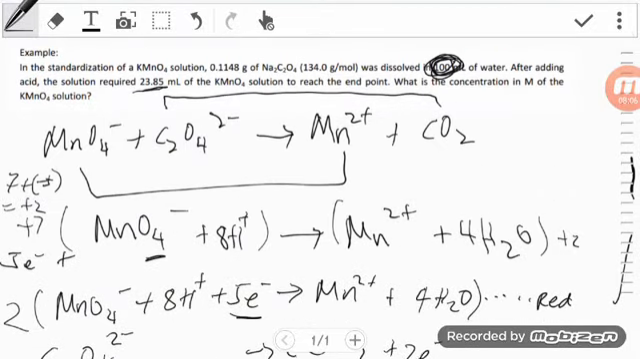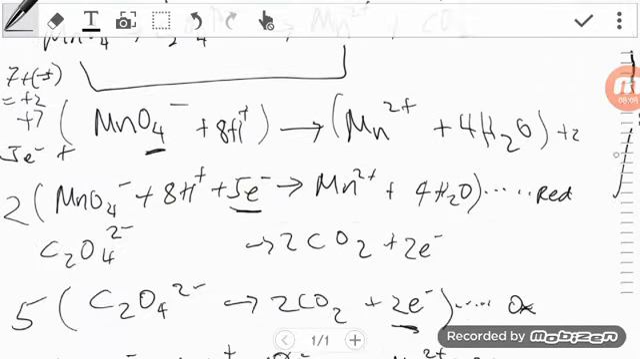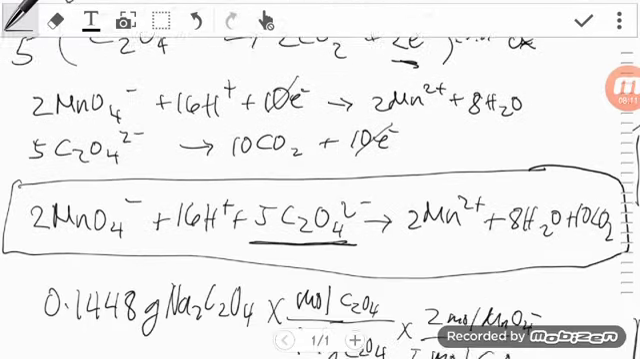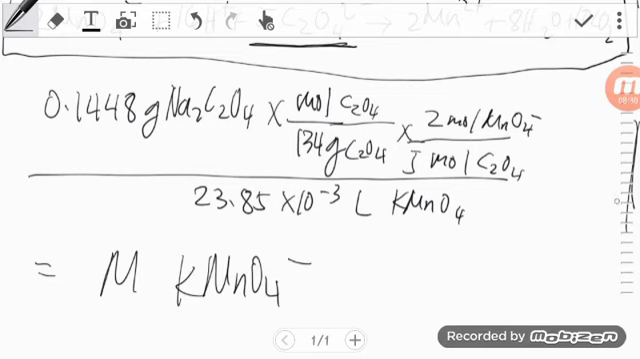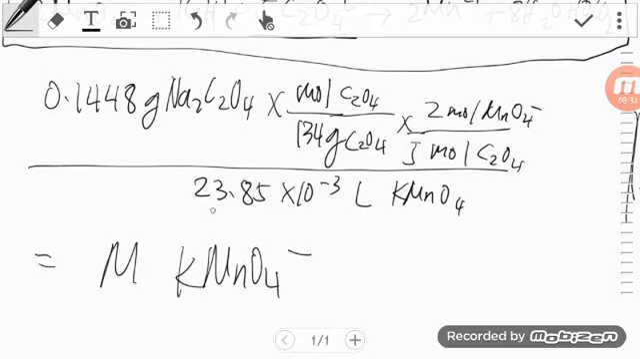What was the question? What is the concentration in molar of the potassium permanganate? And so we're just gonna type it in our calculator, and we would find the molarity of KMnO4. I won't be solving it here since I don't have a calculator on hand, so that would be it.